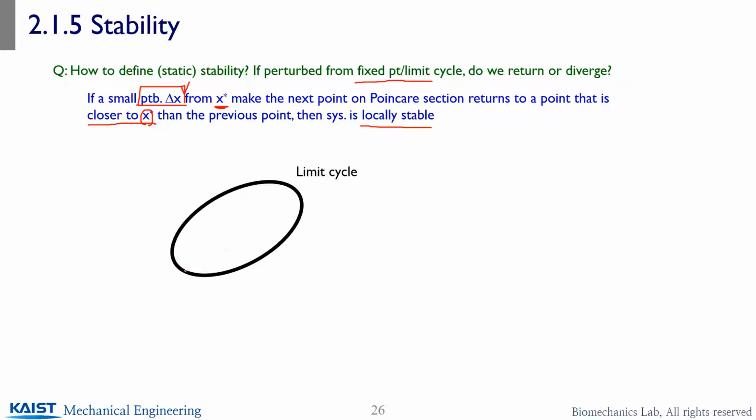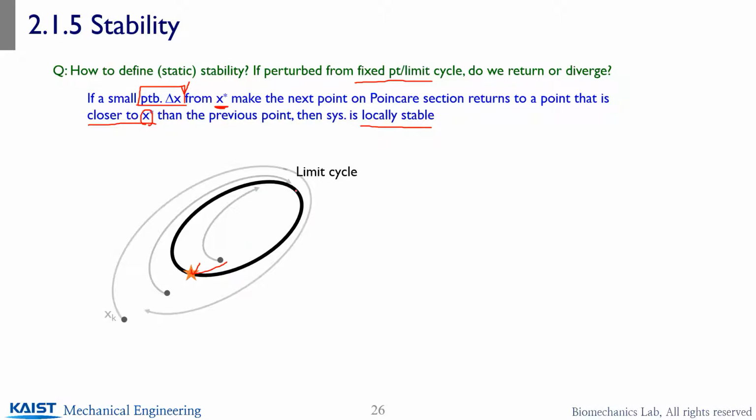Let's examine this pictorially with figures. Suppose this is a limit cycle and this is a fixed point. If you start at the fixed point, you go back to the initial point. But if you have a deviation from the fixed point, what will happen? Your deviation ended up reaching the limit cycle anyway.